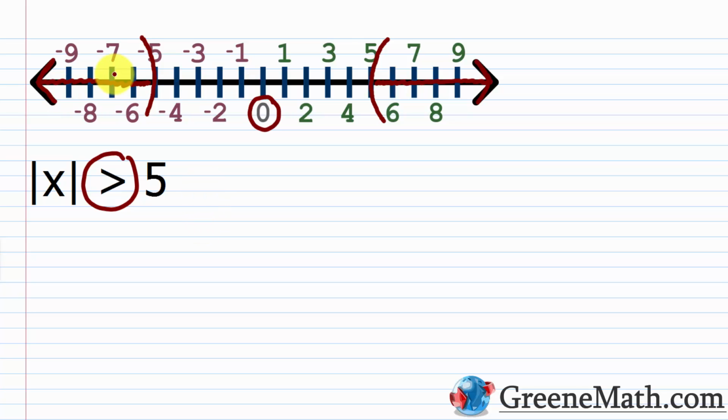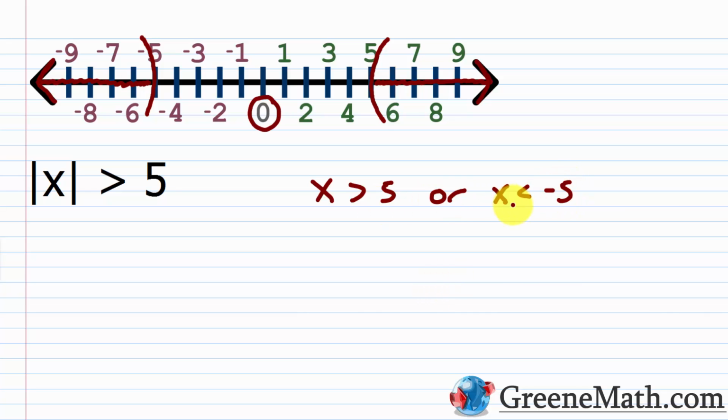And then we could try some numbers out in this range. Let's say we picked negative 7. So we plug in a negative 7 for x. The absolute value of negative 7 is 7. 7 is greater than 5. That's true. So what we have here for our solution is a compound inequality with or. Okay? So we can basically say that our solution is that x is greater than 5, or, remember our keyword or, x is less than negative 5.